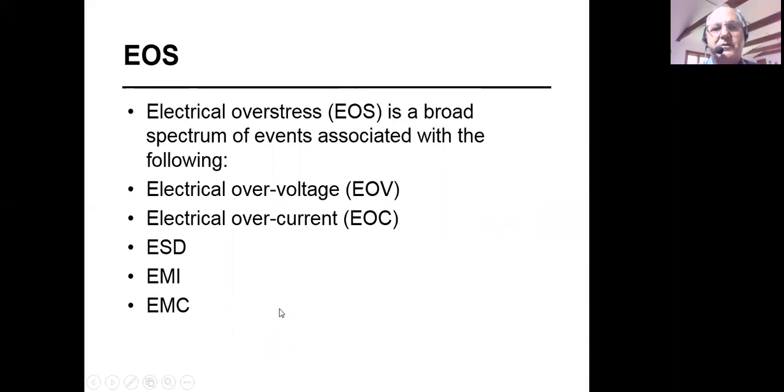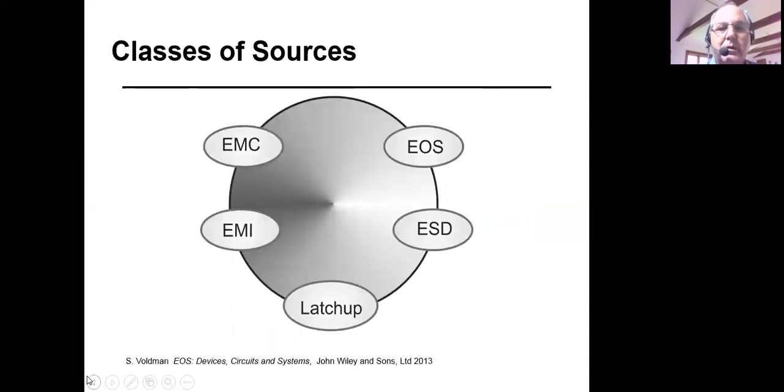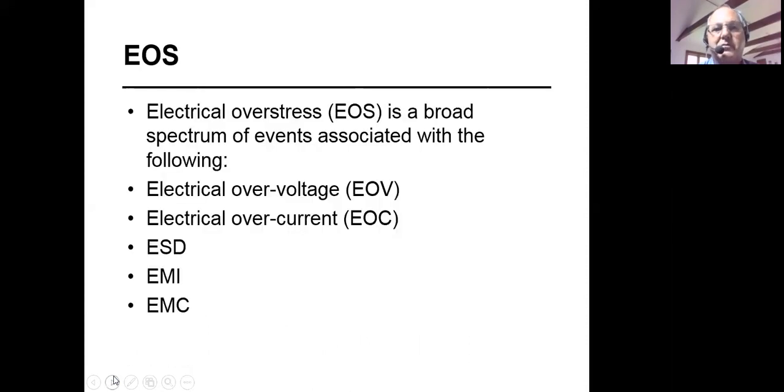There's different forms of electrical overstress. Electrical overstress is a broad term, but there's also different phenomena that we're concerned with: electromagnetic compatibility, electromagnetic interference, latchup, ESD, and EOS. Now, latchup and ESD are a form of electrical overstress.